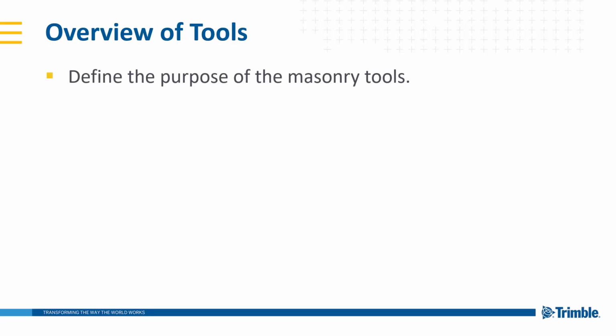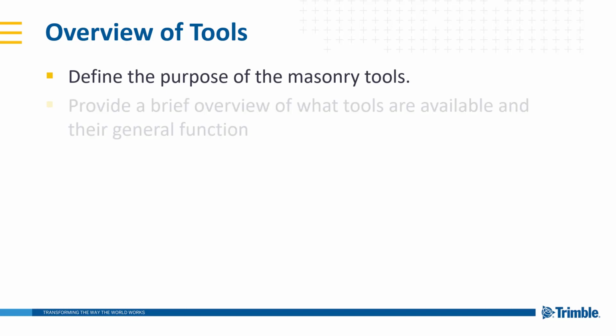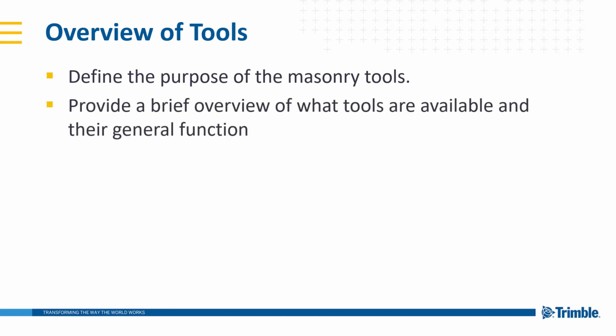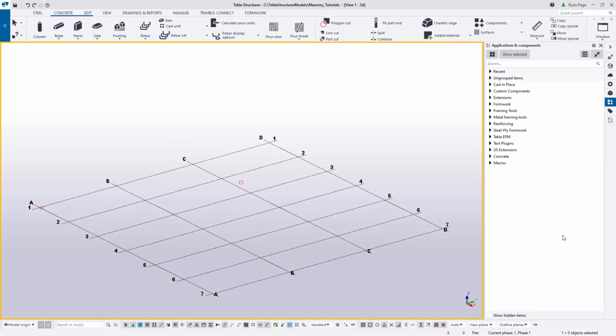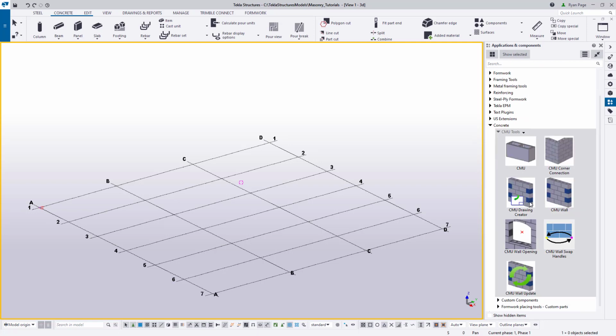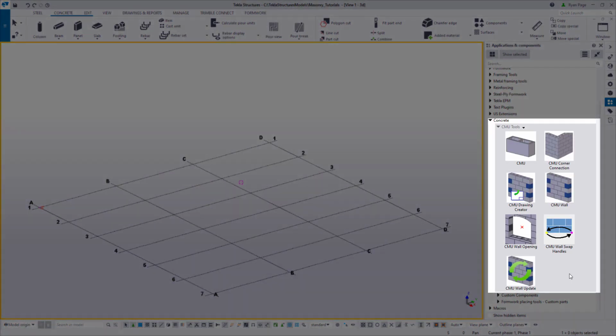In this section, we will define the purpose of the Masonry tools, as well as provide a brief overview of what tools are available and their general function. Once the CMU tools are installed, we'll navigate to the Applications and Components side pane, drop down the Concrete submenu, and then CMU Tools.